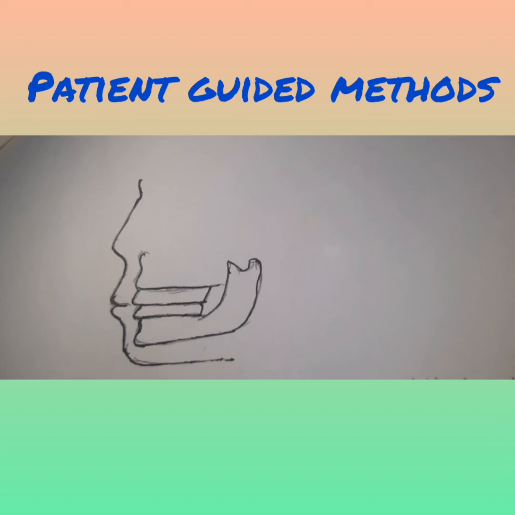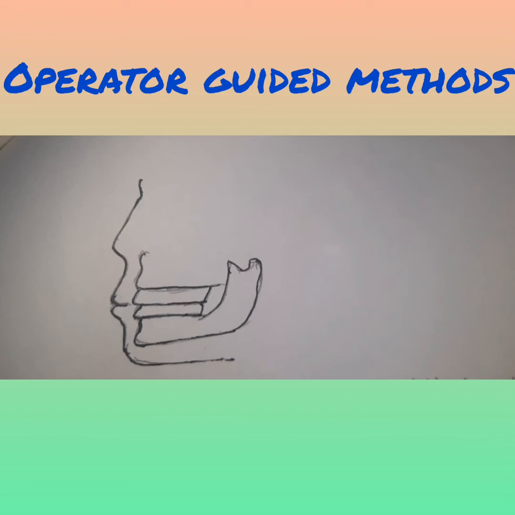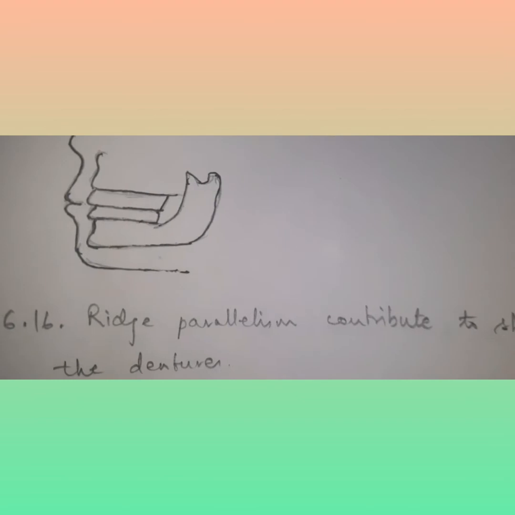Apart from the Gysi and Kingery classification, you also have the patient-guided methods of recording centric relation and the operator-guided methods. Patient-guided methods are the Schuler technique, physiological technique, Gothic arch tracing, and myo-monitor technique. Operator-guided methods are the chin point guidance method, three-finger chin point guidance method, bimanual manipulation method, anterior guidance with Lucia jig, and anterior guidance by leaf gauge. Now, back to the Gysi and Kingery classification, that is, the direct interocclusal records.